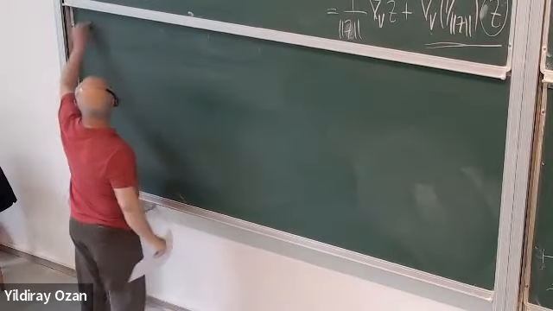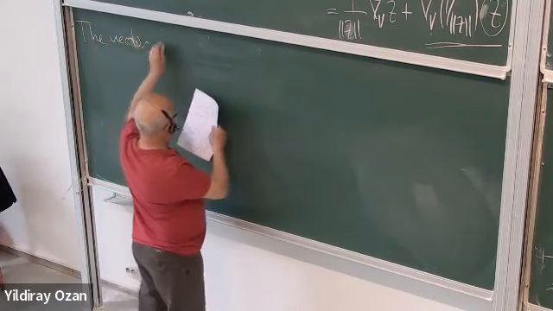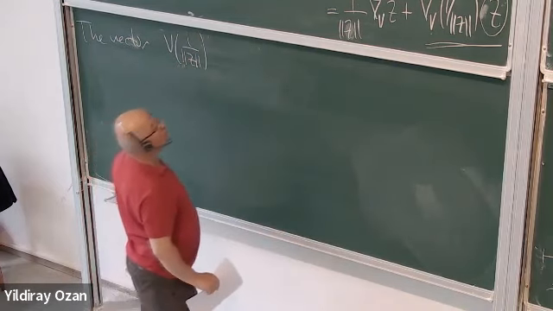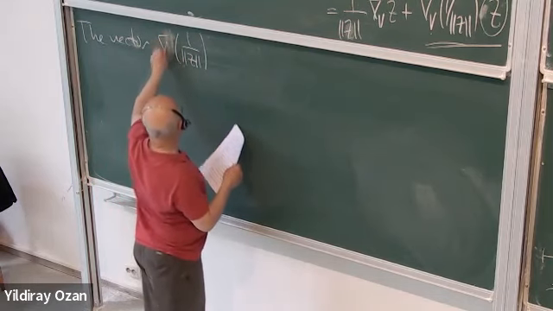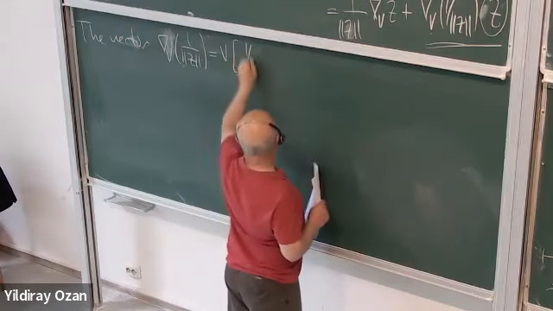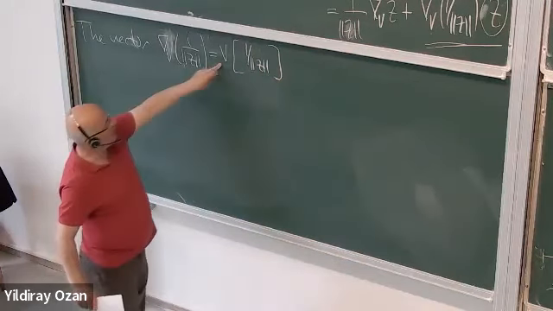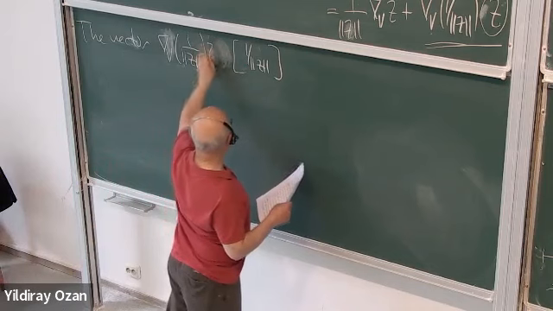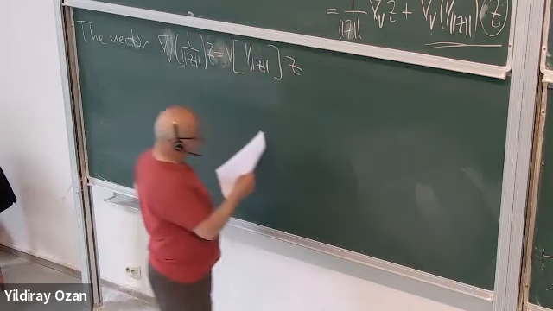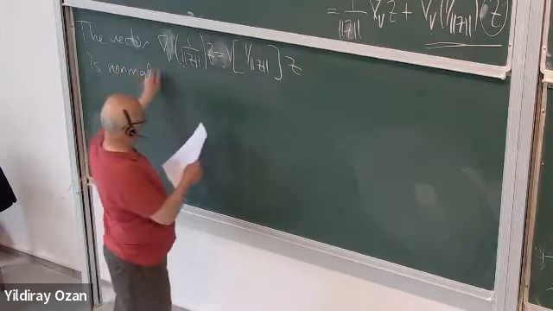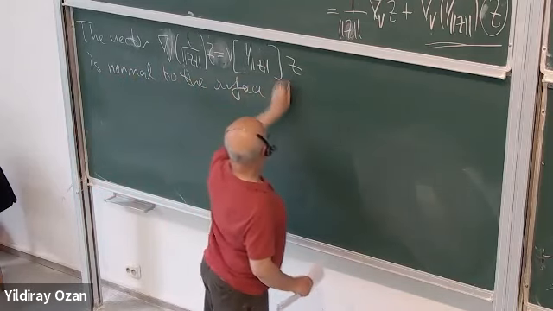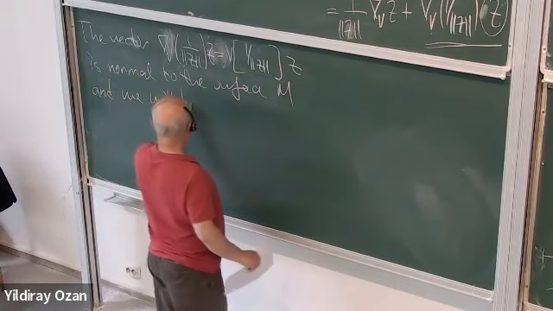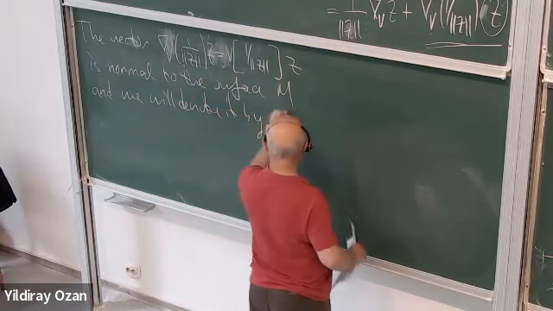Okay, so let me just write that down. The vector V of this, the covariant derivative of this, or this is just this expression, V evaluated on this function, times Z. This is a normal vector, normal to the surface M, and we will denote it by minus NV.